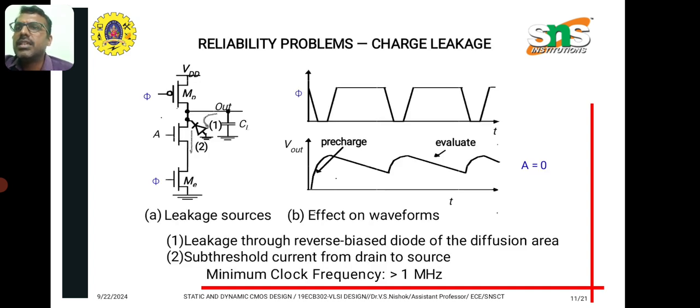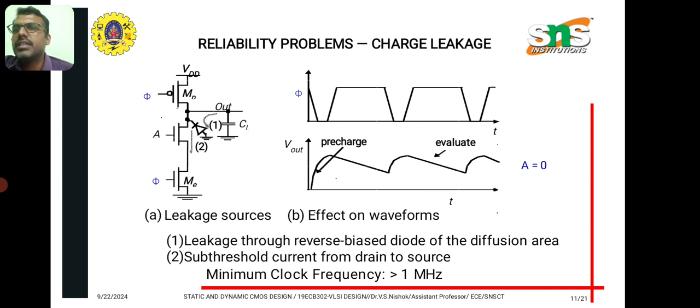Here in this diagram we can see the charge leakage, that is, the leakage sources. A small inverter circuit is given here. A is the inverter input that is given to the pull down network, and phi represents the clock signal given to the PMOS transistor and the NMOS transistor.